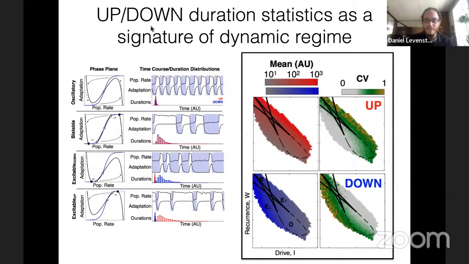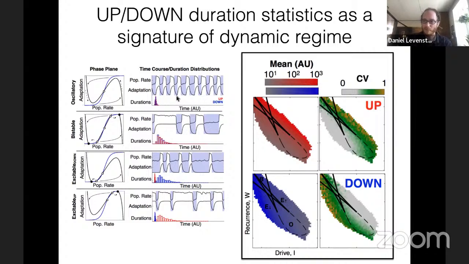And importantly, what this means is that we can actually use the up-down duration statistics as a signature for which dynamic regime we're in. So notice here that in the oscillatory regime, your up and down state durations are all short and regular, while in the bistable regime, they're both long and irregular. And in the excitable up and down regimes, one of your states, so in the case of the excitable down regime, your down state is longer and very irregular, while your up states are very short and regular.